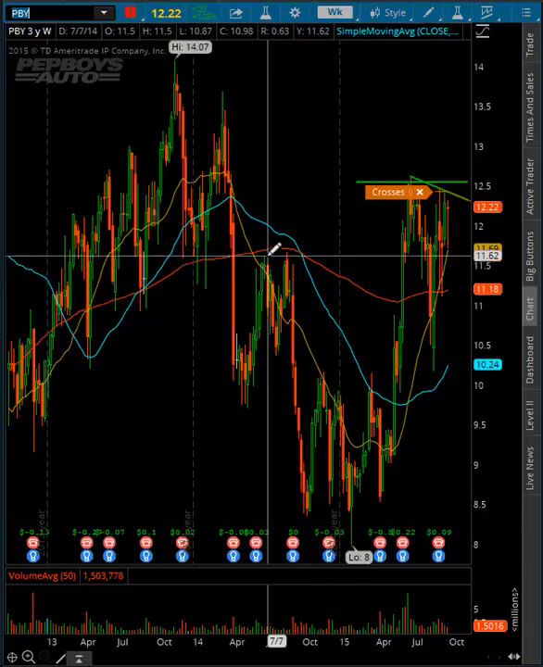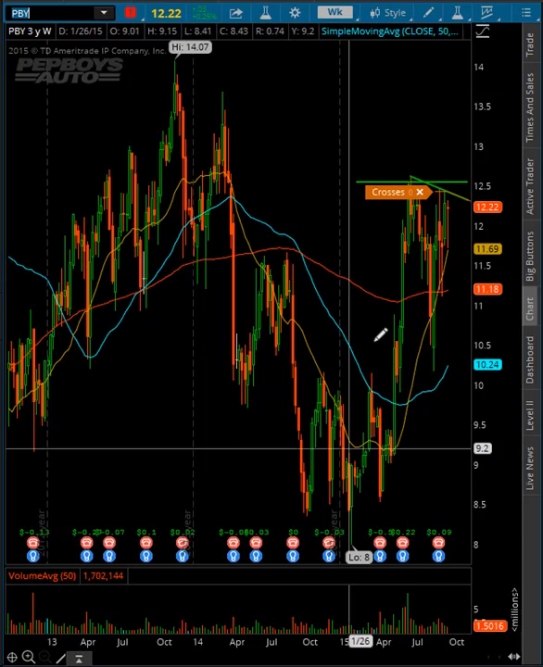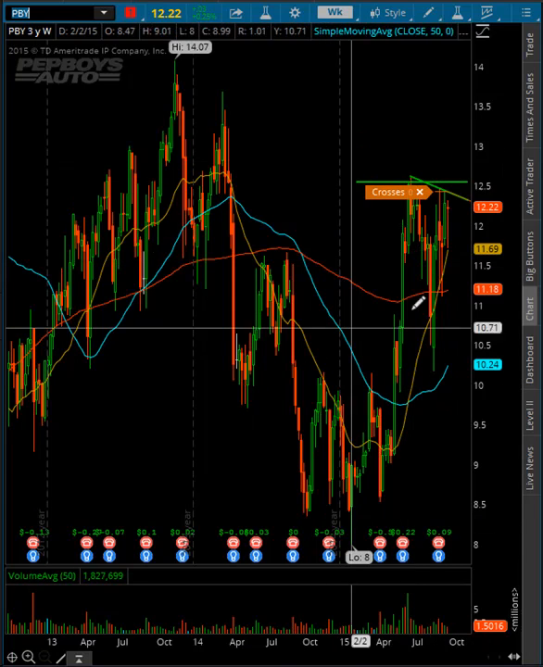Also, this is above the 20, 50, and 200 SMA. That's definitely a biggie, right? You want to look at a stock that is in an uptrend. So keep an eye on this.